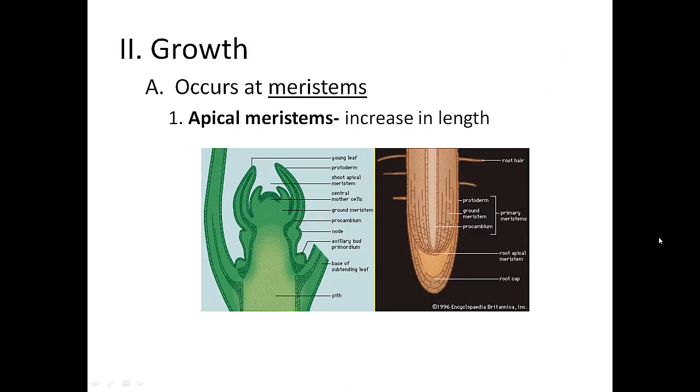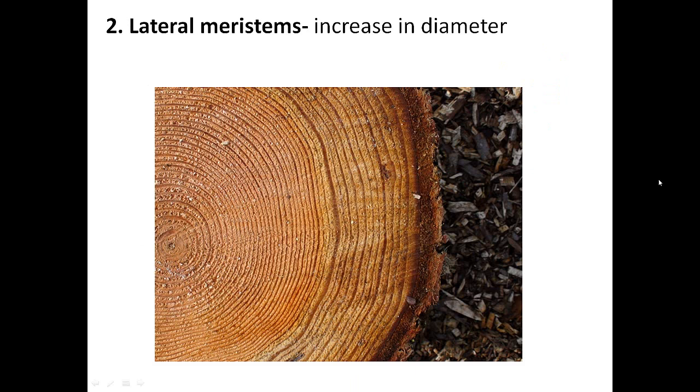When we look at the growth of a plant, they grow at meristems. Remember, we had that word before. That's a growing area. Two main kinds of meristems. An apical is at the end, either up at the top of the stem or the bottom of the root, and this increases the plant's length. A lateral meristem makes a plant wider. It helps it grow out to the side, like in a tree.